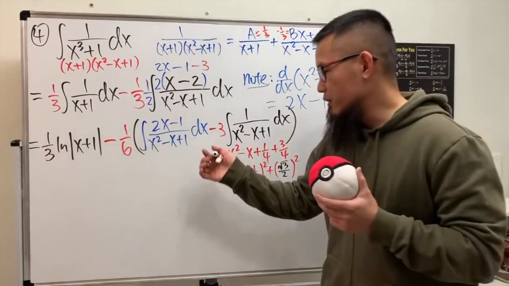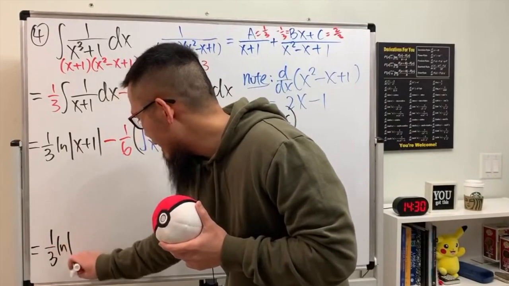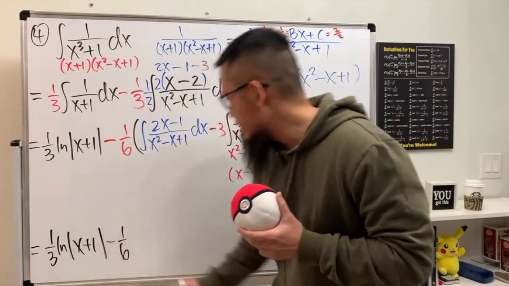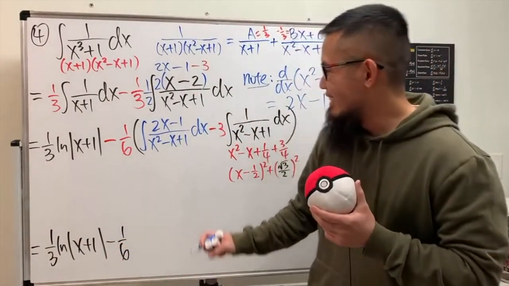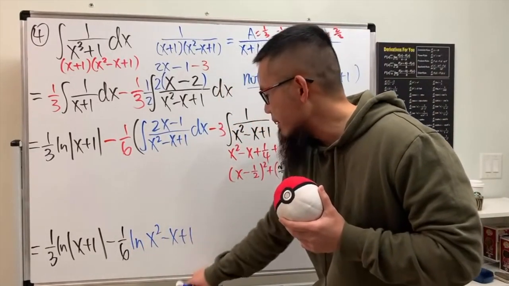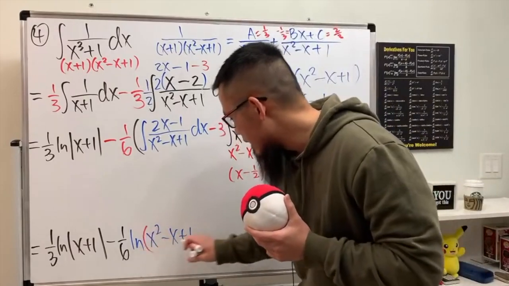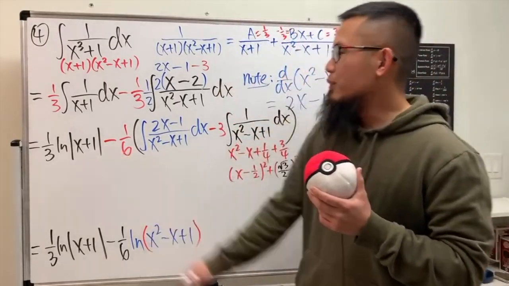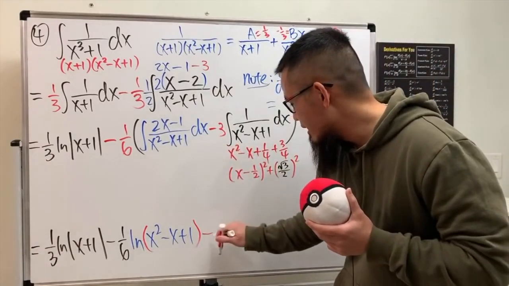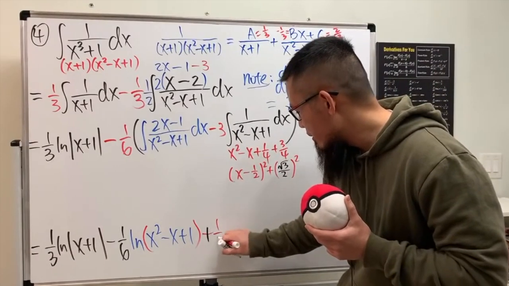So now, ladies and gentlemen, let's finish this right here. First one, we have 1/3 ln absolute value of x plus 1. Done. Next, distribute this so we get negative 1/6. This is in blue. It should be in blue. It's just going to be natural log of the bottom, which is x squared minus x plus 1. And the truth is, this right here is always positive. Thus, you can just put down a parentheses. And then, negative 1/3 times negative 3, we get plus. So I'm going to show you negative times negative is plus, like that. And then we have 1/2. So I will put that down right here.